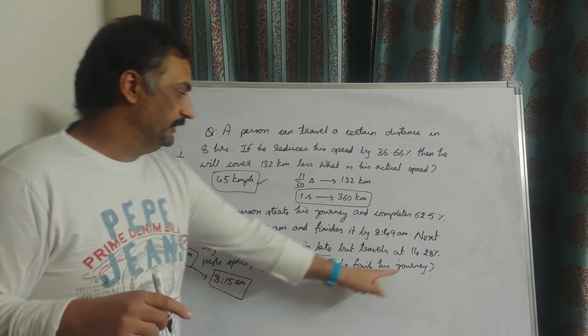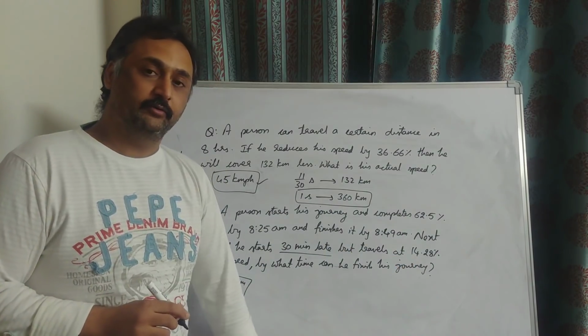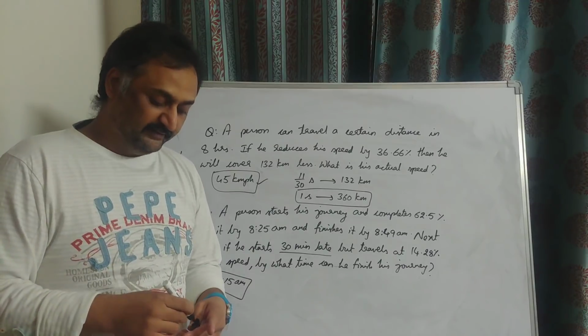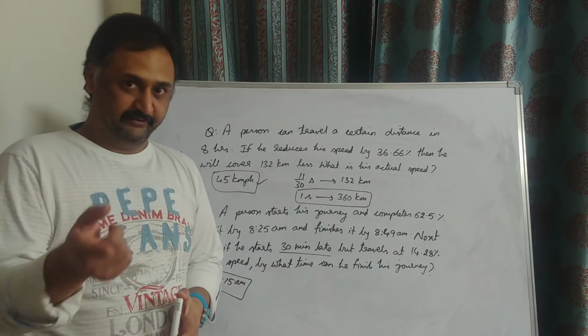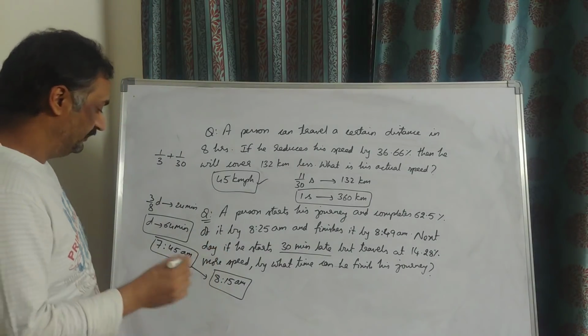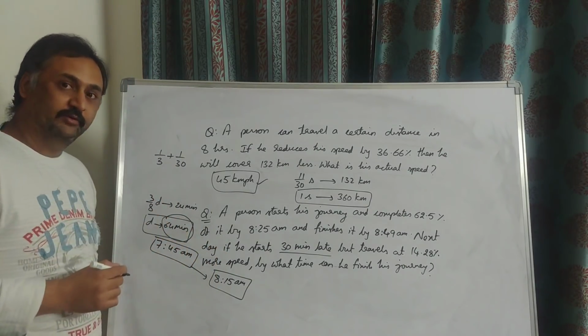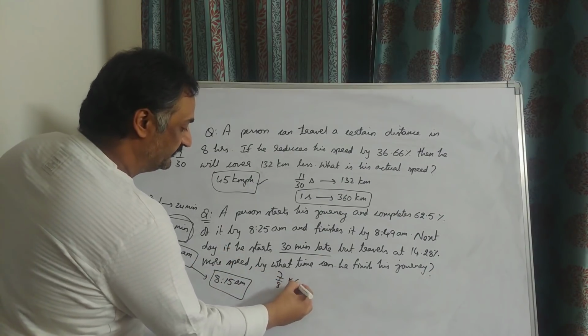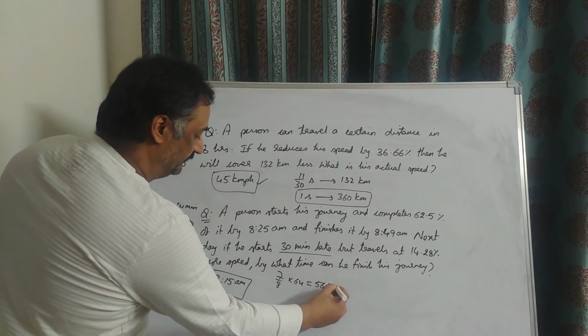And he is increasing his speed by 14.28%. Speed is increased by 1 by 7. If 1 by 7 speed is increased, speed is 8 by 7. That means the time taken should be 7 by 8. So actually he was taking 64 minutes. Now he takes only 7 by 8 of the time. What is 7 by 8 of 64 minutes? 7 by 8 of 64 minutes is 56 minutes.